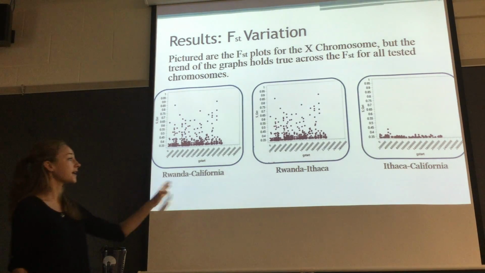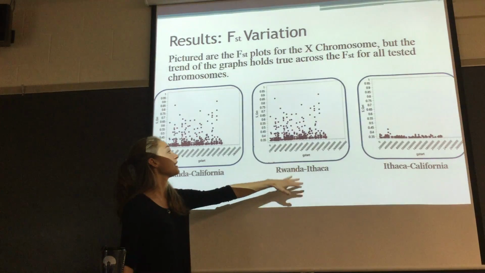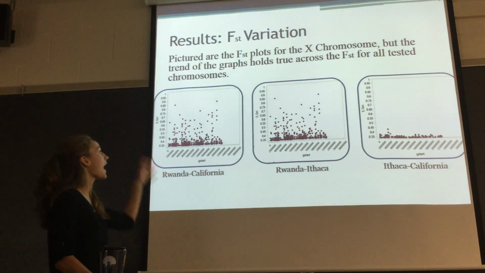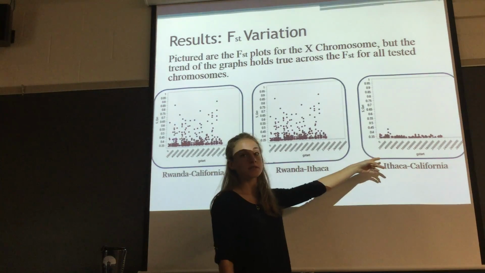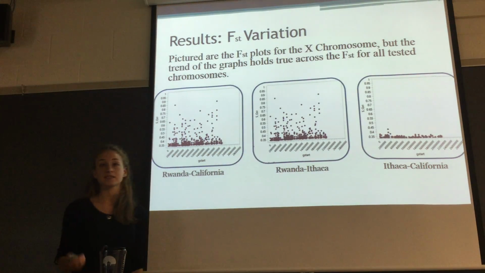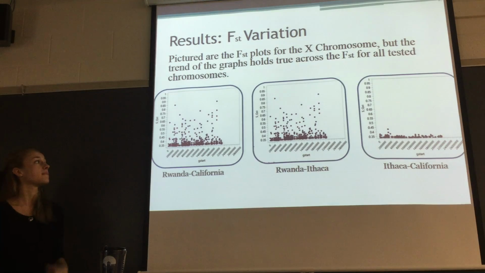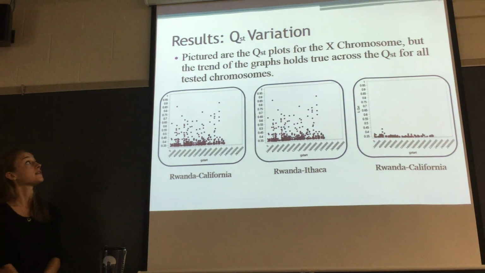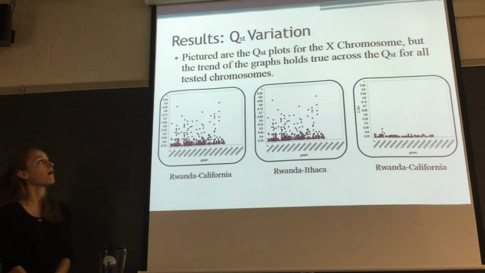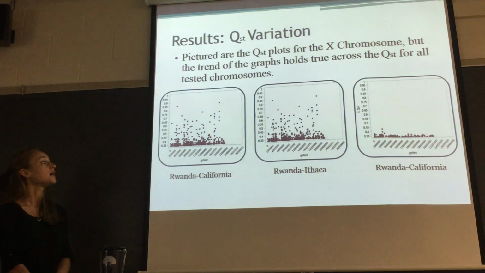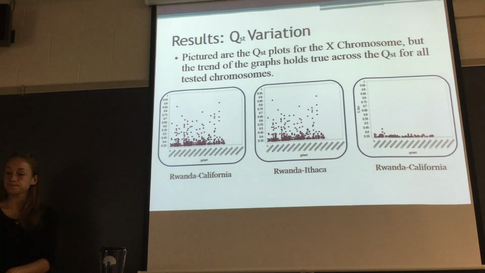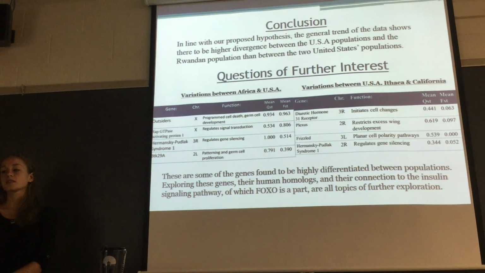So between Africa and California and Africa and Ithaca, we had high diversity. And then between Ithaca and California, that diversity was lowered, which is what we expected to see because of the pattern of Drosophila as it spread out. We saw the same pattern in the QST variation as well. And this is again only pictured for the X chromosome, but we had similar trends in all of our data sets. And so what was our conclusion?